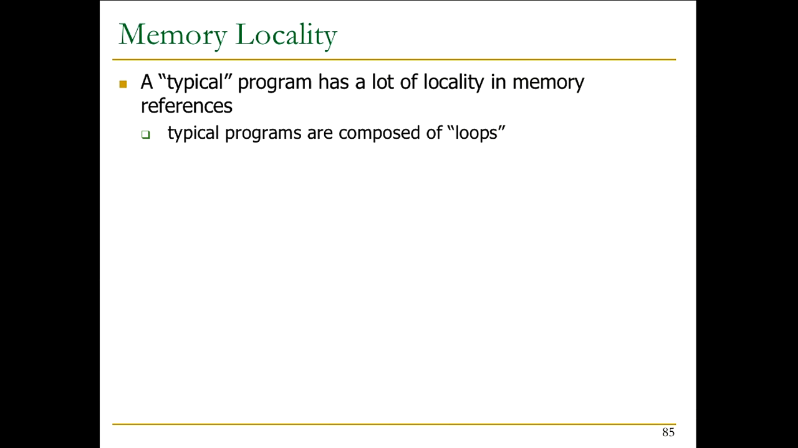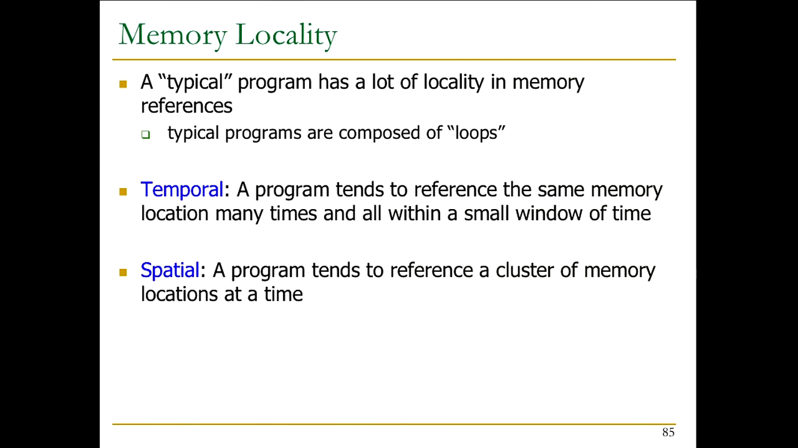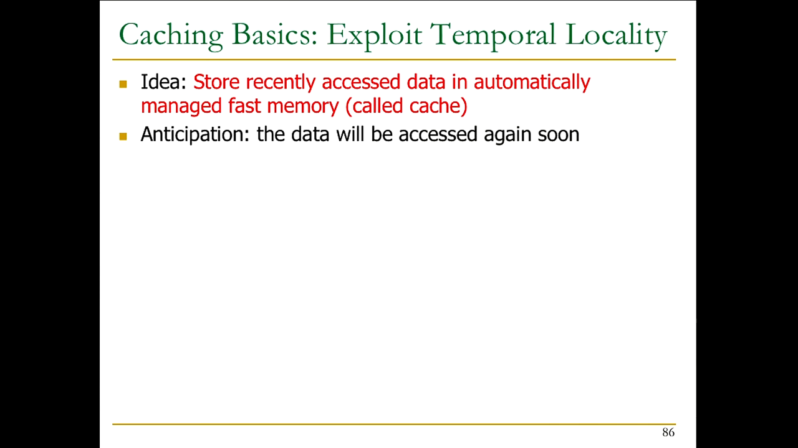Okay, so a typical program has a lot of locality in memory references because typical programs are composed of loops. A program tends to reference the same memory location many times within a small window of time. That's temporal locality. Spatial locality, a program tends to reference a cluster of memory locations that are close to each other in the address space at a time. Why? Because you're going sequentially in the instruction stream. That's one example, right? That gives you spatial locality. Or you're going sequentially traversing an array, right? For i equals 0 to n, add these two arrays. That's spatial locality for you, right? A lot of programs are that way.